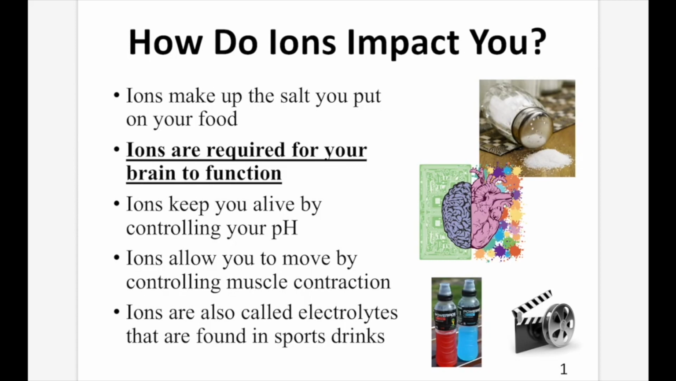So how do ions impact you? Well, ions make up the salt you put on your food. Ions are required for your brain to function. They keep you alive by controlling your pH, and they allow you to move by controlling muscle contraction. Ions are also called electrolytes and are found in many sports drinks.